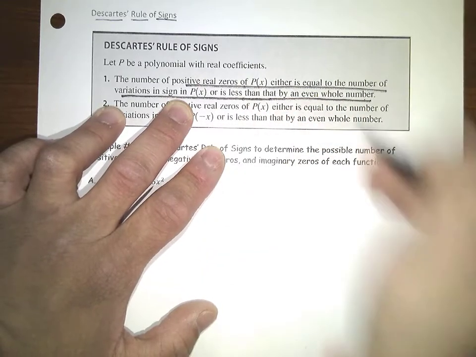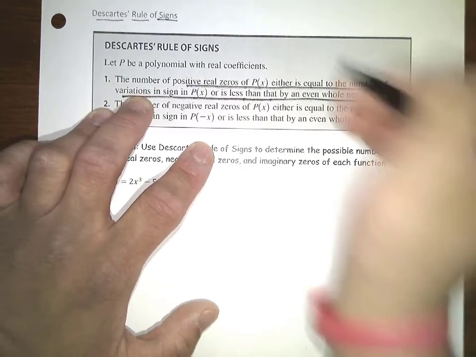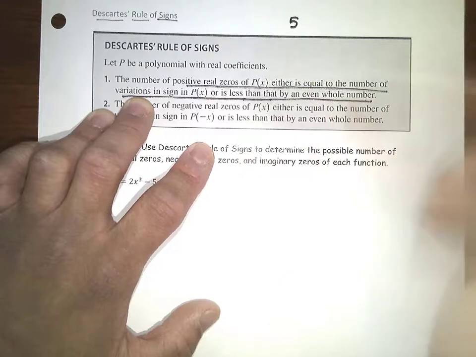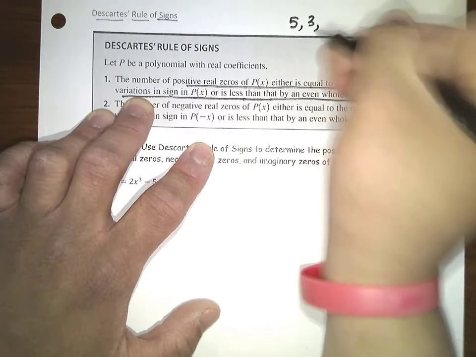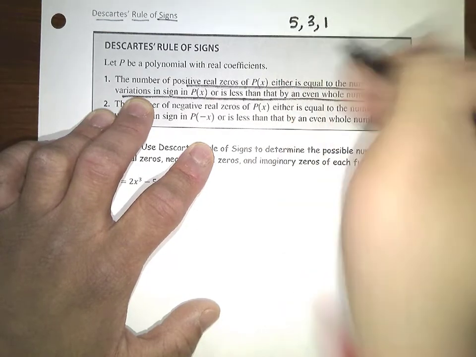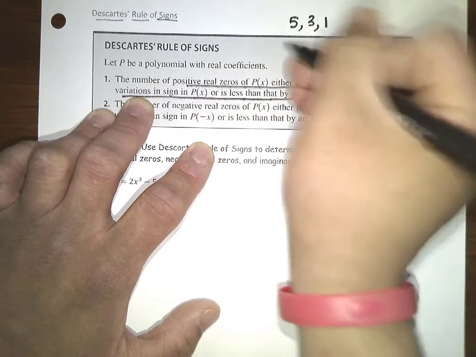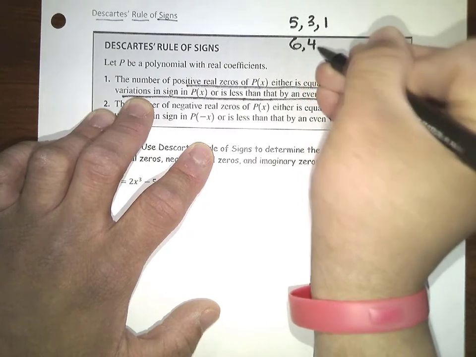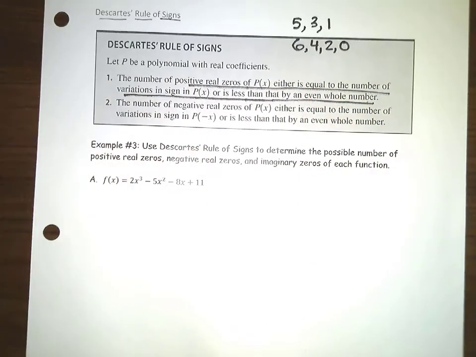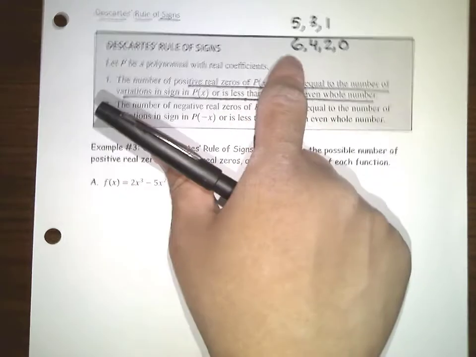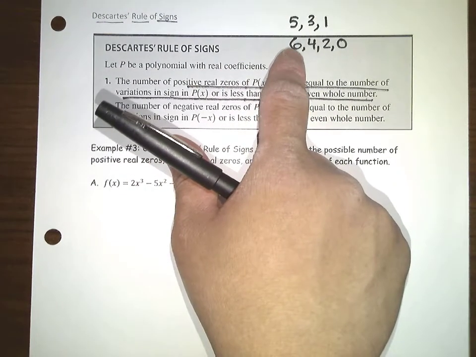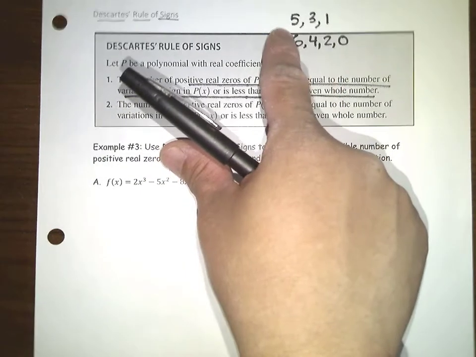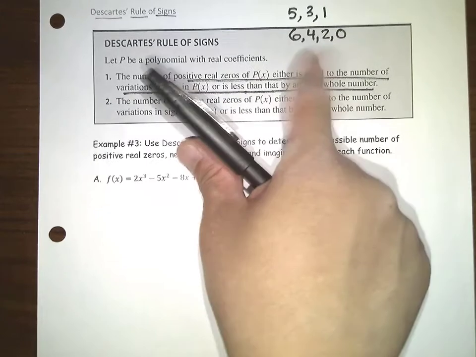So let's say that the number of variations was 5. Then less than that by an even whole number would be minus 2 to get 3, minus 2 to get 1. All right, so it could be 1, 3, 5, or if it's an even number to start with, it could be 6, 4, 2, 0. So you start at the number of variations of signs and then count down by 2s until you get to a 1 if you start at an odd number, or to 0 if you start with an even number.